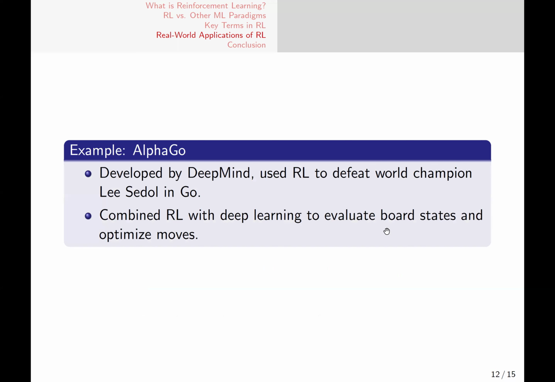So a very good example is AlphaGo, like we said before already. AlphaGo was developed by DeepMind, which used reinforcement learning to defeat world champion Lee Sedol in Go. So it combines reinforcement learning with deep learning to evaluate board states and optimize moves.